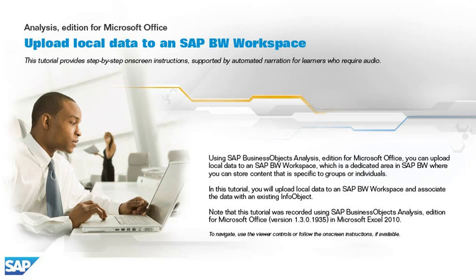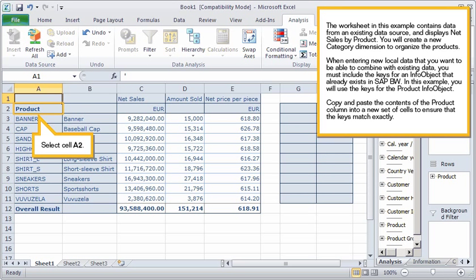Using SAP Business Objects Analysis Edition for Microsoft Office, you can upload local data to an SAP BW Workspace, which is a dedicated area in SAP BW, where you can store content that is specific to groups or individuals. In this tutorial, you will upload local data to an SAP BW Workspace, and associate the data with an existing info object. The worksheet in this example contains data from an existing data source, and displays net sales by product.